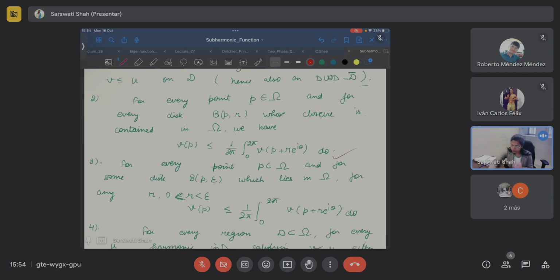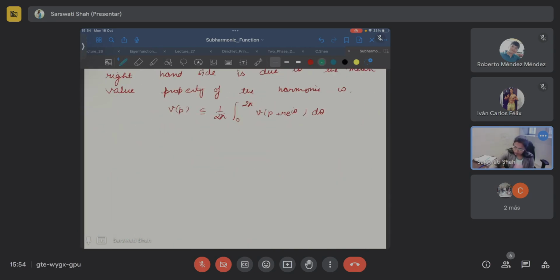the second point. Next, it is saying that for every point P belonging to omega and for some disk B(P, epsilon). So every time, suppose you are choosing this domain omega and you are choosing this point, say P1, you form a disk. You choose another point P2, you form a disk. If you are choosing a point P very near to the boundary, so the radius is going to decrease. If you are choosing here, then the radius will be more small.